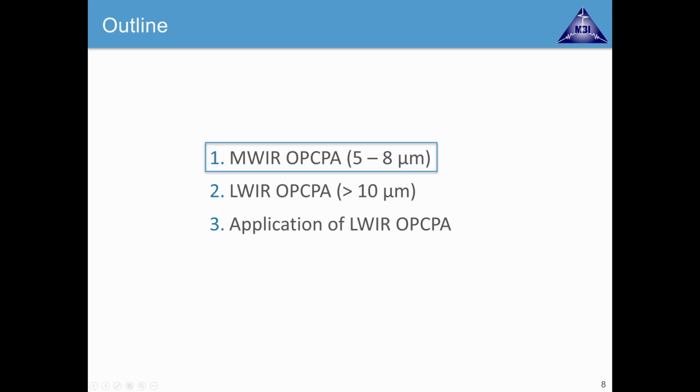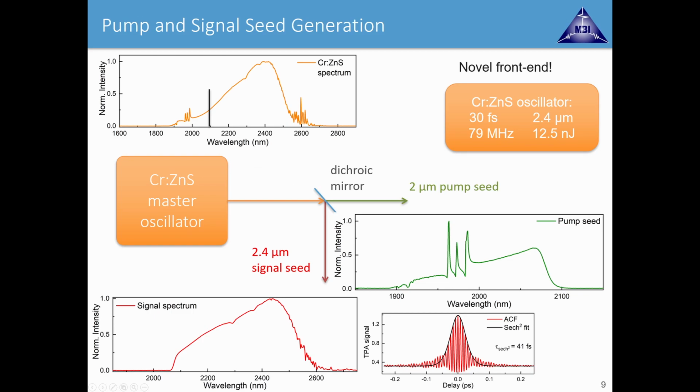the first chapter. Okay, so this is the chromium zinc sulfide laser, which has a nice spectrum which spans from 1.9 to 2.6 micrometers. And this system provides us with 30 femtosecond pulses. This is just a commercial system we purchased from IPG Photonics, and we have pulses with 12.5 nanojoules of energy centered roughly at 2.4 micrometers.